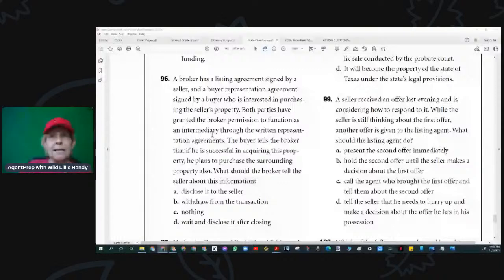So 96 is C, nothing. The broker cannot advise or tell the other party any information. Okay, because that is confidential, and they are representing the client because a buyer agent represents the buyer and a seller agent represents the seller. They're the ones that advise the client. And you're not supposed to disclose what your client wants to do or doesn't want to do to the other side. That is confidential. So that's part of our fiduciary responsibilities, right? Not to share anything about our client with anybody else.